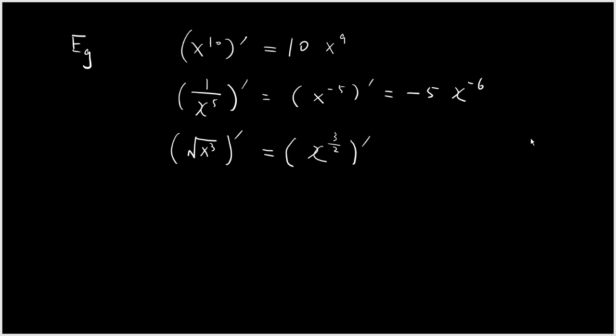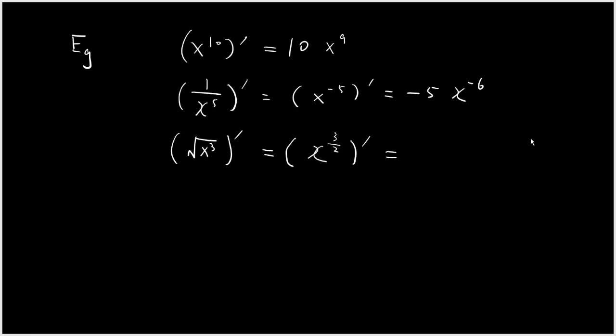You take the derivative of that. I told you n can be any real number as long as n is not equal to 0. This is a particular case where the n value is 3 over 2. Now we can apply the power rule.